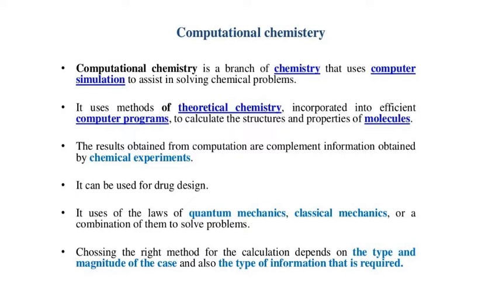It uses the laws of quantum mechanics, classical mechanics, or a combination of them to solve the problems. Sometimes two theories you need to explain. So choosing the right method for the calculation depends on the type and magnitude of the case and also the type of information that is required.